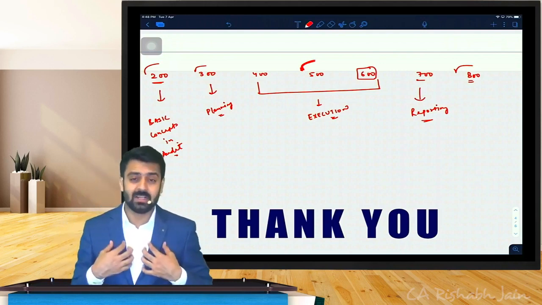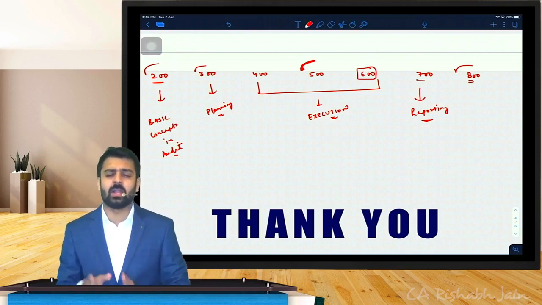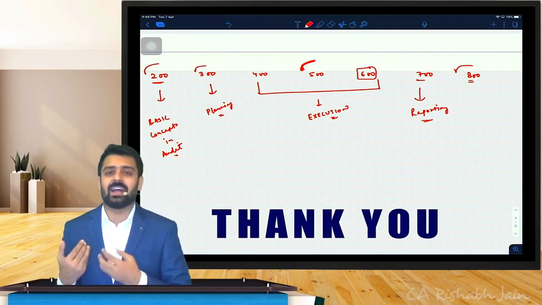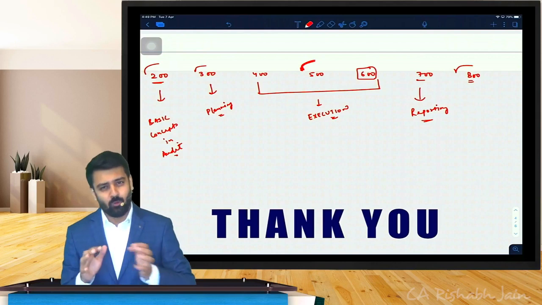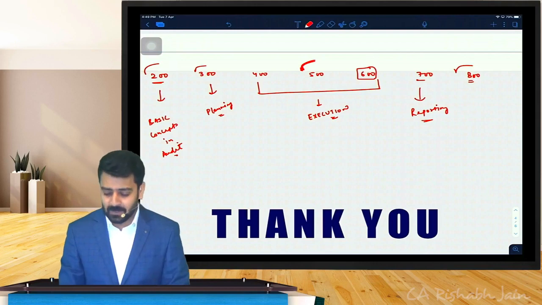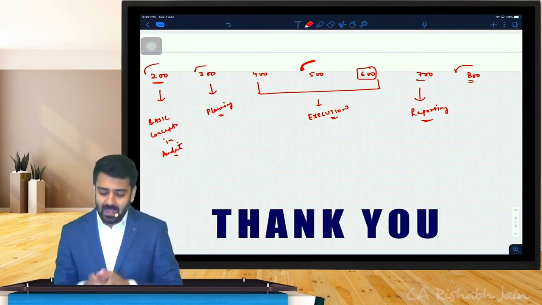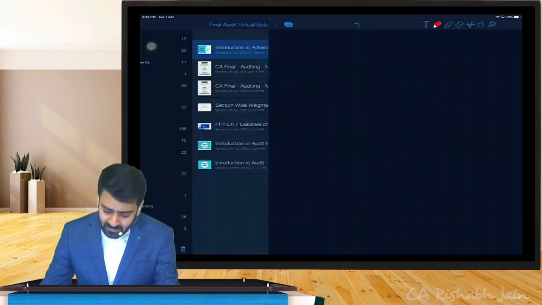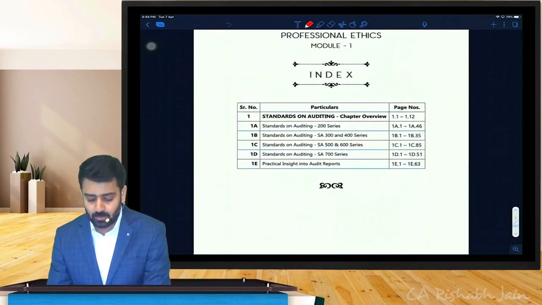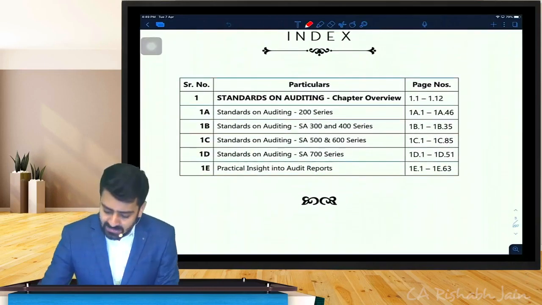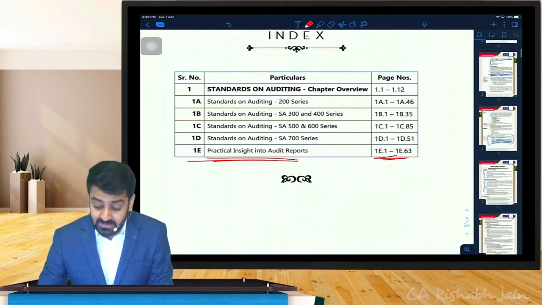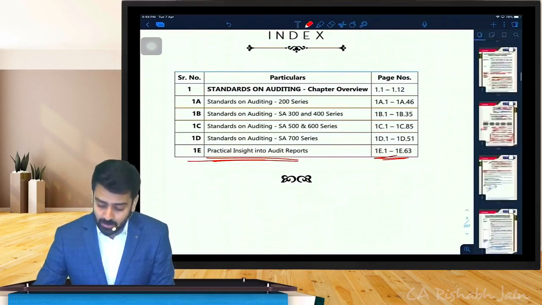What I can promise you is that 95% or 98% of the paper will come from these modules. The reason being simple. I have taken the entire ICAI module as a base. That's why we focus on the ICAI module, on the bare standards, and on the practical aspect. For example, when you start reading audit reports, I'll actually open the audit reports in front of you. Let me show you an example. This is your first module, which they'll give you. This is your standards module, all standards summarized. And you'll realize at the end, can you see the practical insight into audit reports? I have attached almost 63 pages only on audit reports.